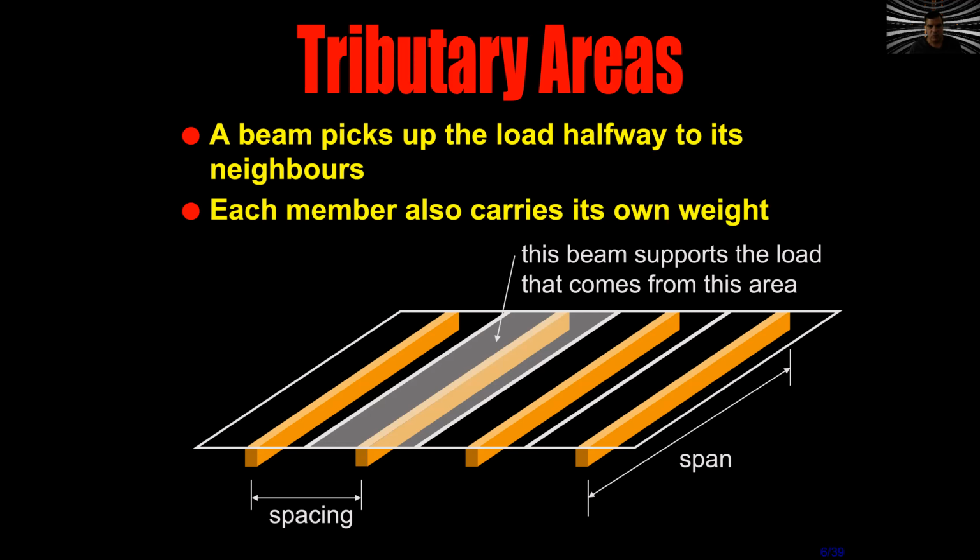Each member also carries its own weight. Well, all the loads that are located in this particular surface that we look here in gray color are the loads that the second beam is supporting. And the area in gray color is half the distance that separates the beam that we're calculating, beam number 2, here with my mouse, and the next neighbor at the left and at the right.